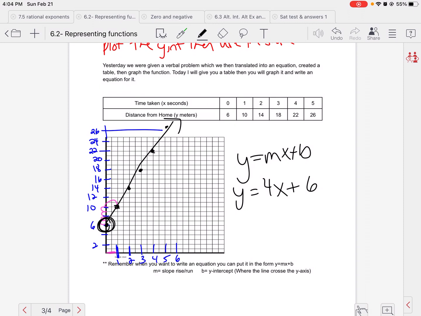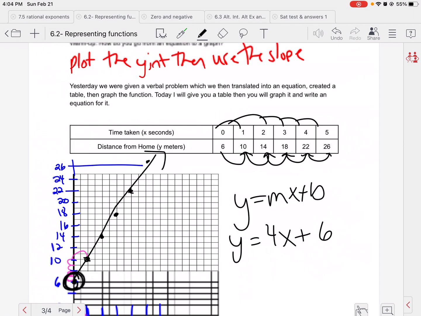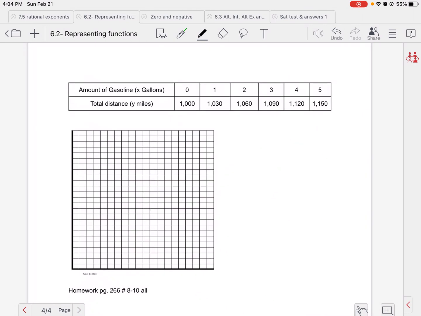Okay, and then we're going 4 meters every time, so you can kind of see the jumps. Between 6 to 10 is plus 4, plus 4, plus 4, plus 4, plus 4, because this is just adding 1 every single time. Okay? All right, let's look at the next one. So why don't you go ahead, plot this one, and then see what equation you come up with.